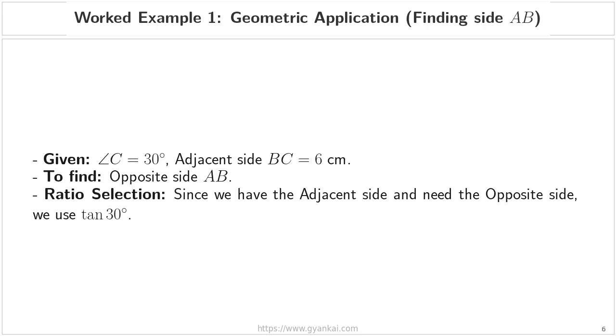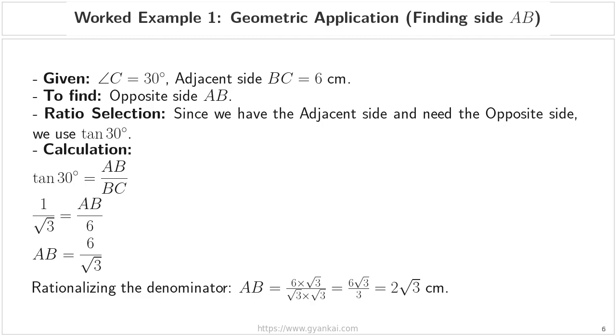Next, we need to choose our tool. Looking back at the strategy we discussed earlier, we need a ratio that connects the adjacent side to the opposite side. Since we have the adjacent side and need the opposite, the tangent ratio is our best choice. So, we will use tangent of 30 degrees.